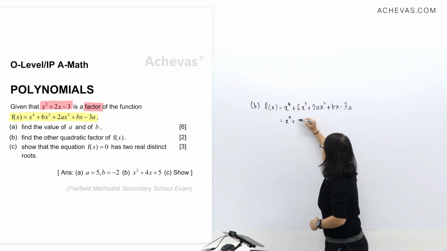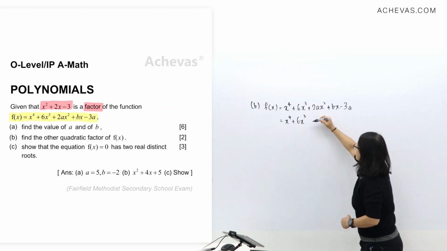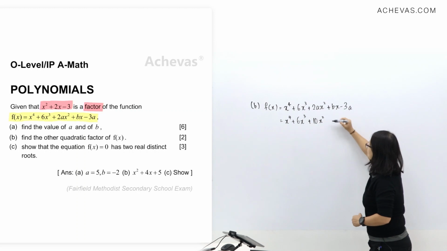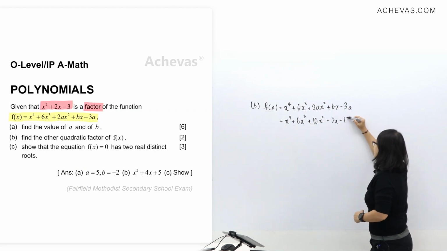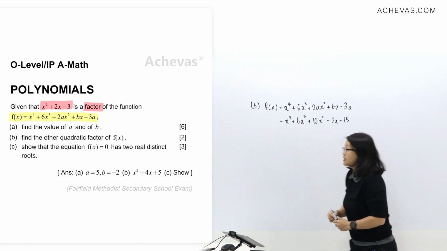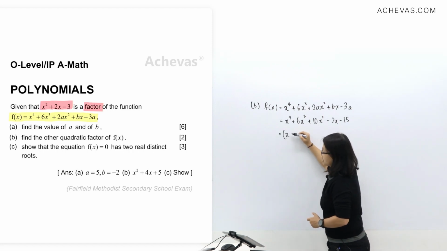x power 4 plus 6x power 3. A was 5 just now, so I have plus 10x squared. B is -2, so I have minus 2x. A is 5, so here I have -15. Remember that we already have a quadratic factor from the question. Let's do factorization in this step.